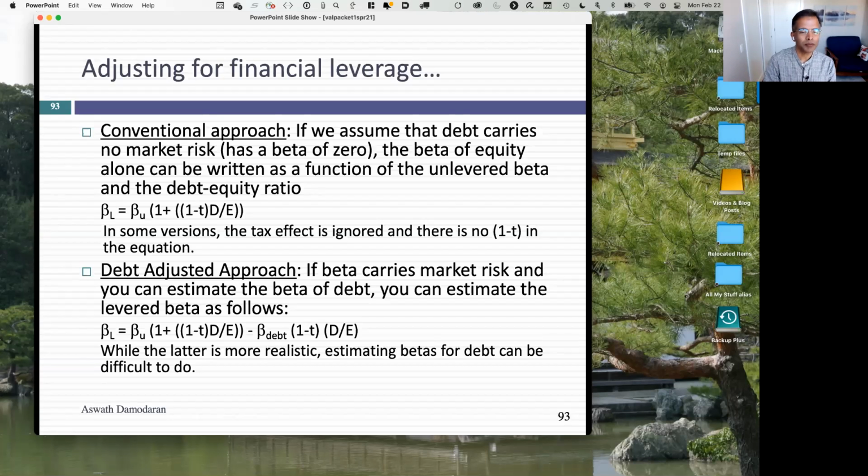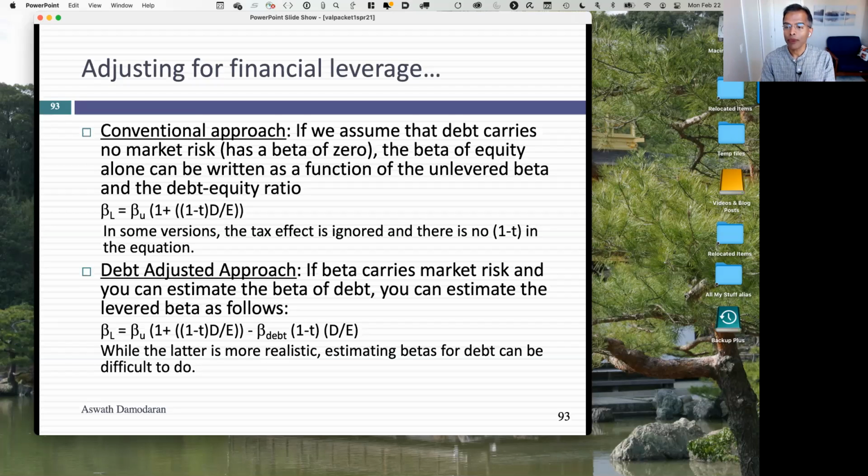In some cases, people will ignore the 1 minus t, but it's a minor issue. But basically, your debt to equity ratio shows up as a higher levered beta. Now, there are a set of hidden assumptions in this equation that, if people know their stuff, they can put you on the spot. This equation works if you assume that all of the operating risk in a company is borne by just the equity investors.